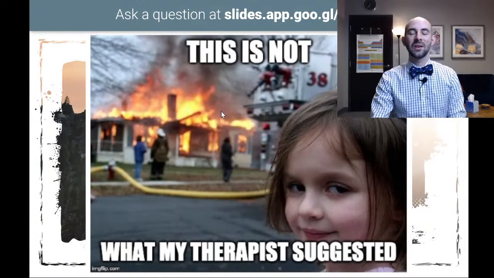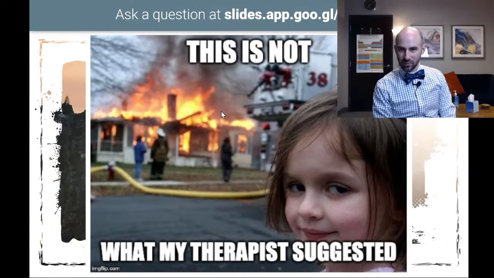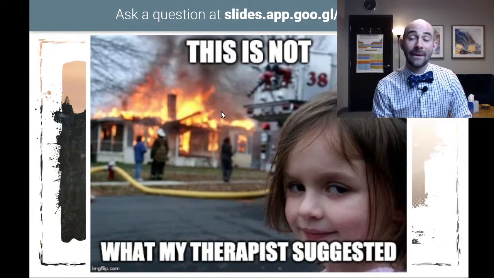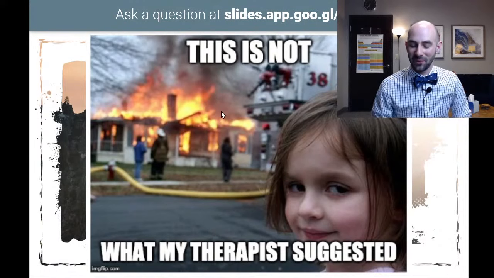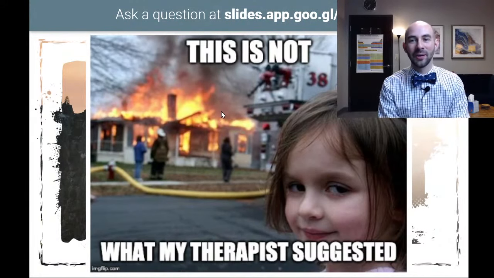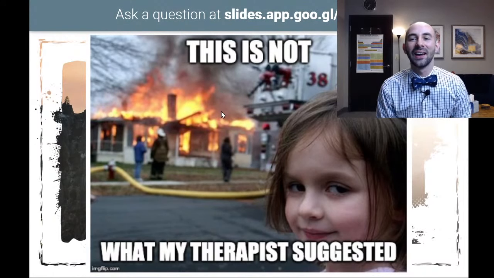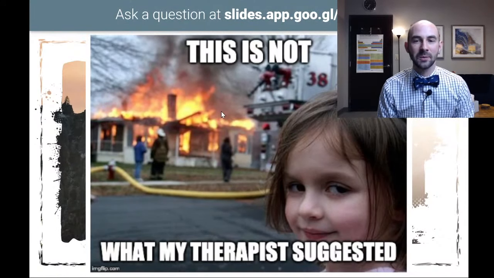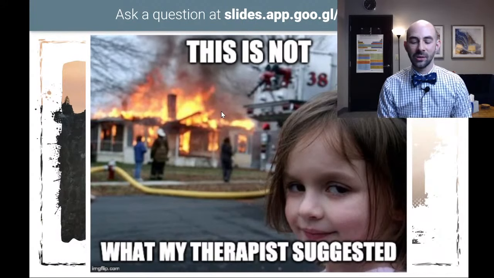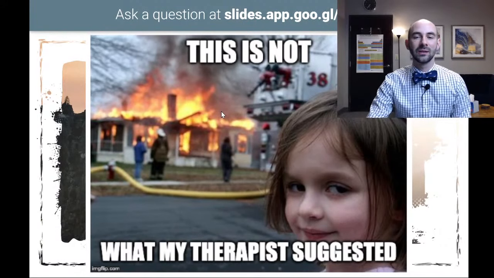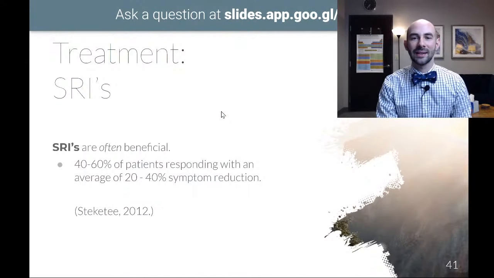So, misnomers of exposure. A lot of people, I don't know if you've seen this meme before, this little girl, cute little girl, but scary little eyes. So a lot of times people think that exposure therapy is just doing something crazy, wild. No, it's not that.